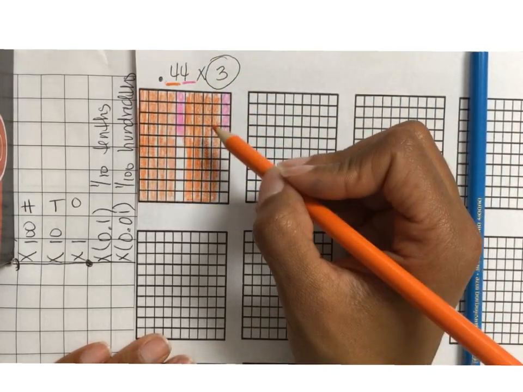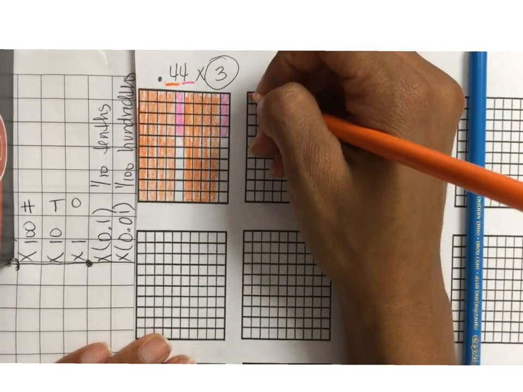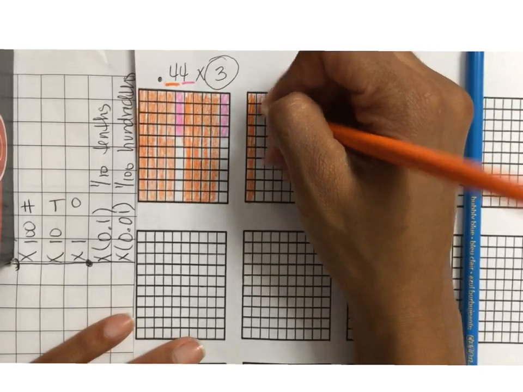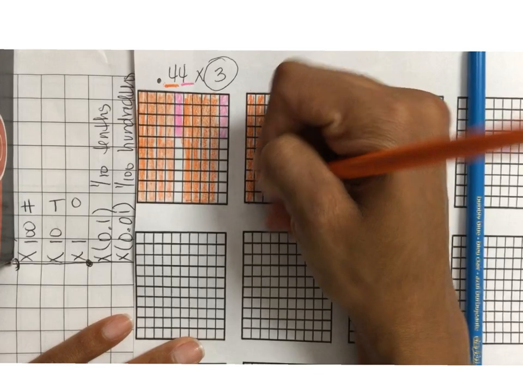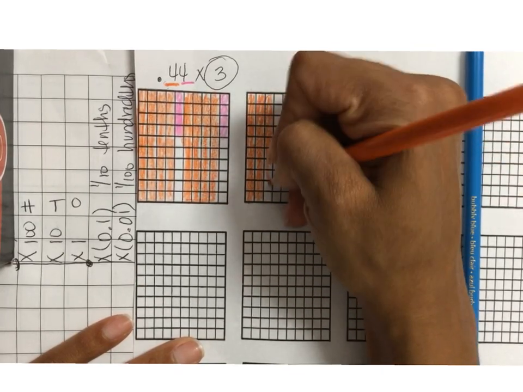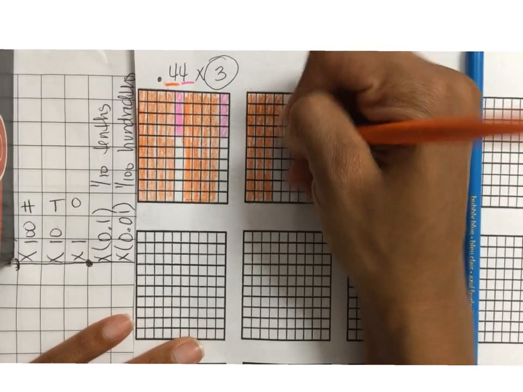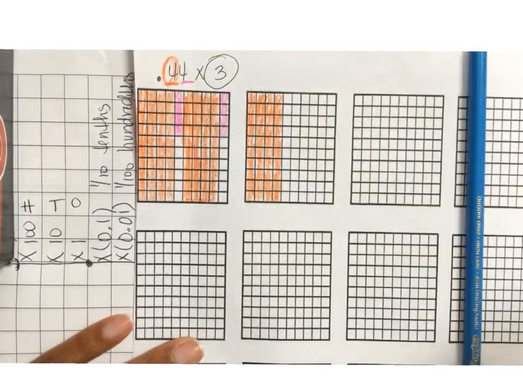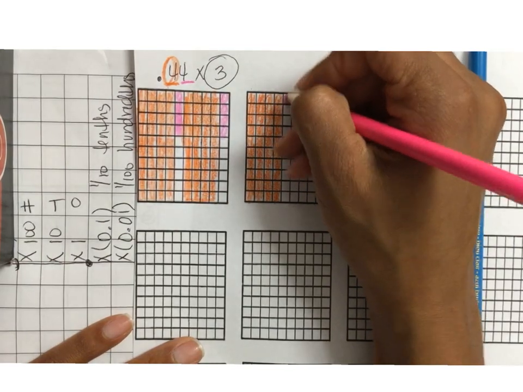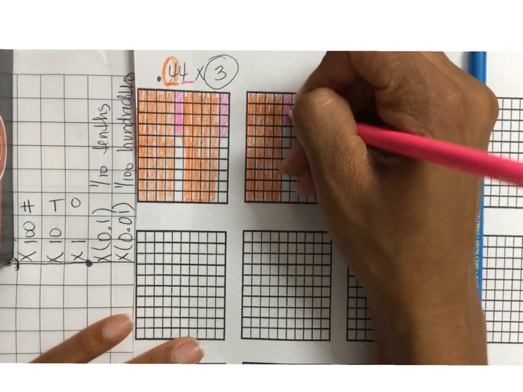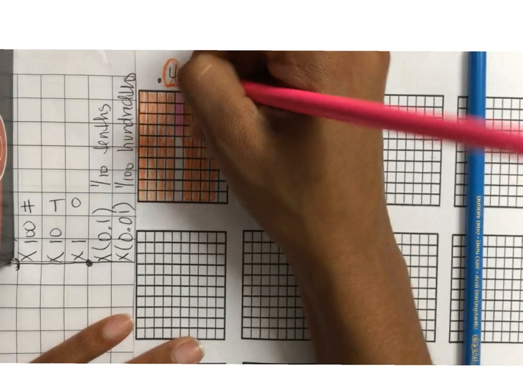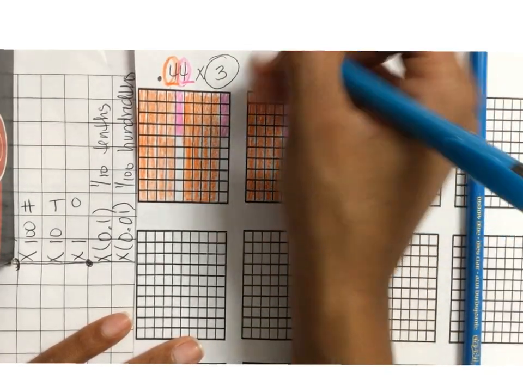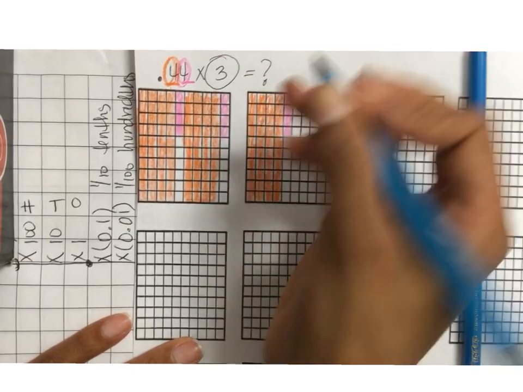And since I ran out of space, I have to use the grid right next door. 1 tenth, 2 tenths, 3 tenths, 4 tenths. That's the first number here. 1 hundredth, 2 hundredths, 3 hundredths, 4 hundredths. That's my second number. Now I have to figure out my product, or in other words, what's my answer?